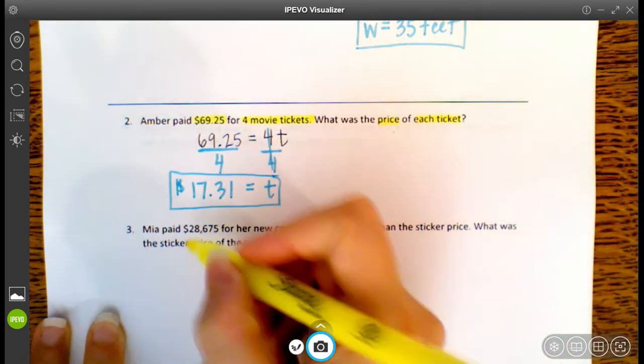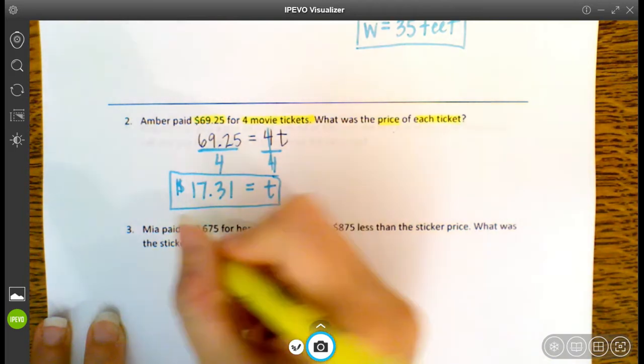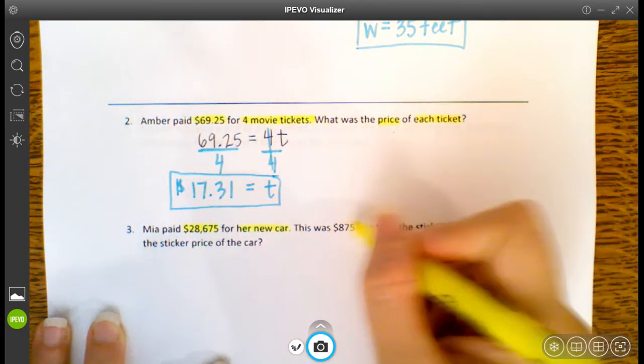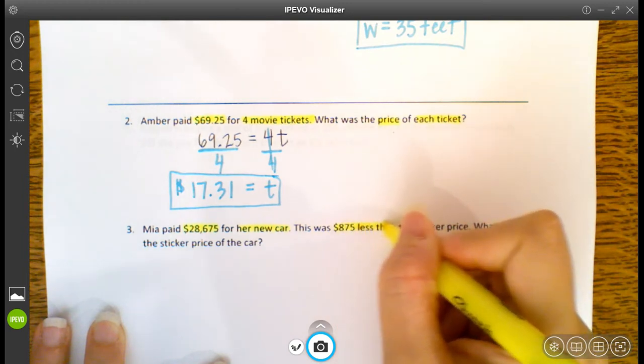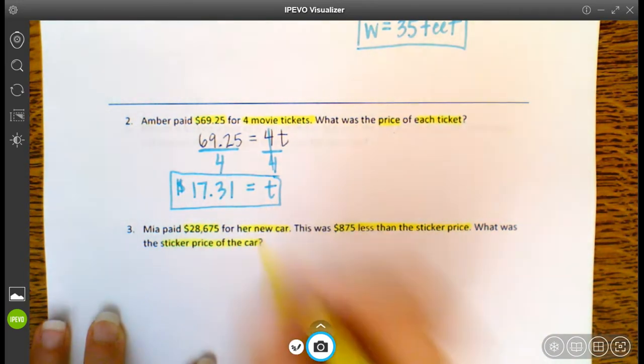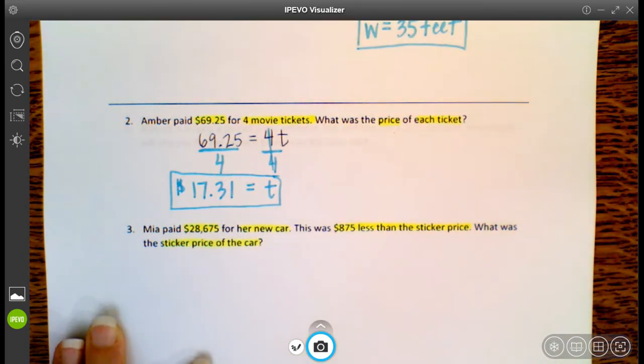So Mia paid $28,675 for her new car. This was $875 less than the sticker price. They're asking you, what was the sticker price of the car? AKA the sticker price means the original price of the vehicle.